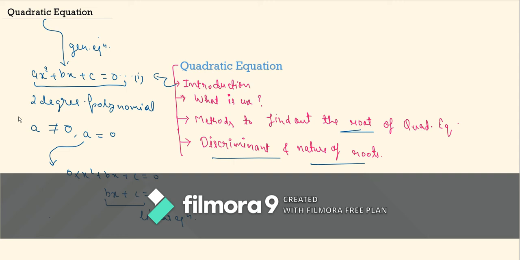So anyhow, a cannot be equal to 0, although there are three constants a, b and c. They can hold any value, but remember a cannot be equal to 0. This is the primary condition and you should keep it in your mind.